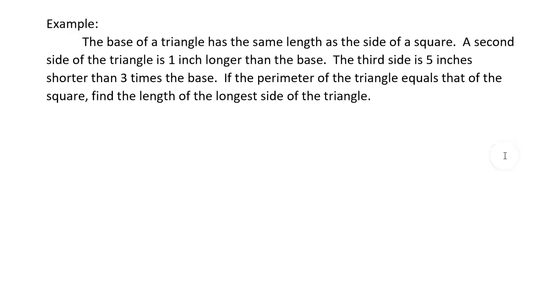Here's another example problem. Let's put that 4-step problem-solving plan to work. The base of a triangle has the same length as the side of a square. A second side of the triangle is 1 inch longer than the base. The third side is 5 inches shorter than 3 times the base. If the perimeter of the triangle equals that of the square, find the length of the longest side of the triangle.